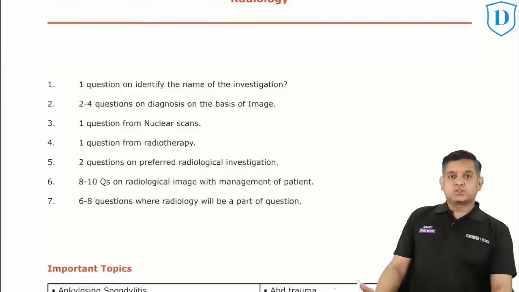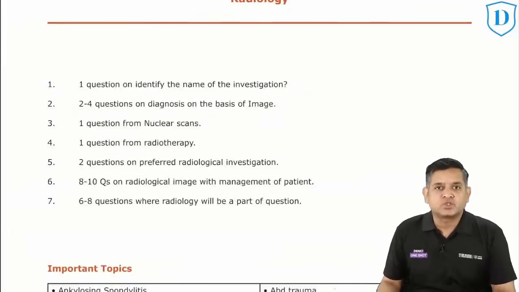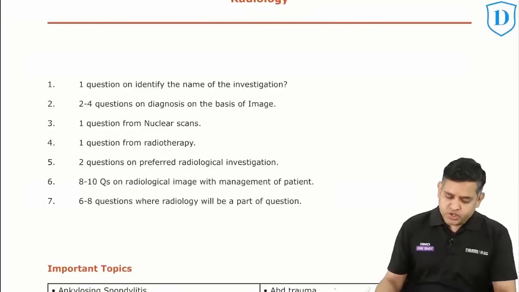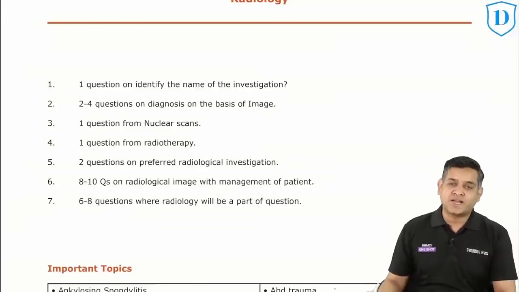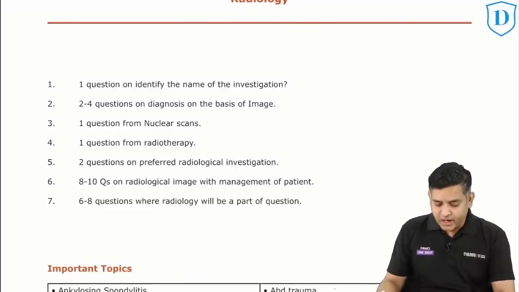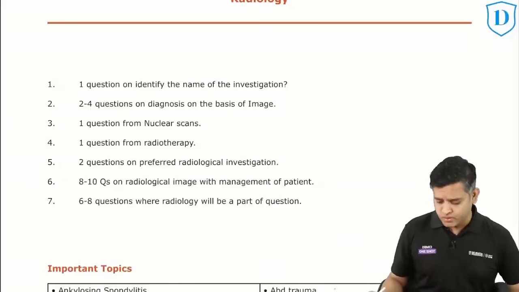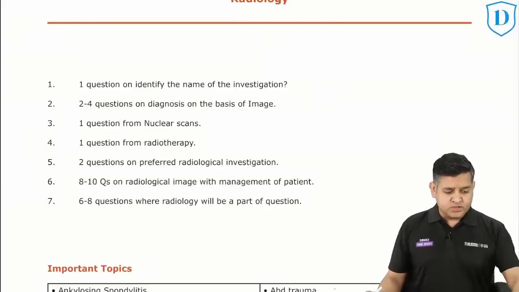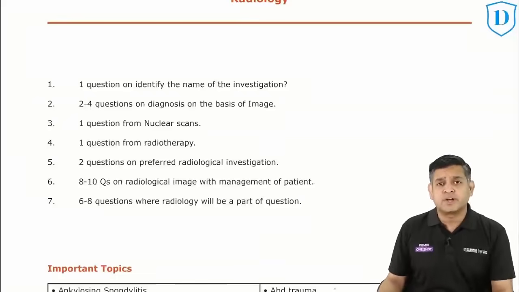All right. So this is the broad division of radiology questions that you see in the exam. One question is going to be on identification of the name of the investigation. By the end of this session, you should be able to identify various images that are there in radiology. 2 to 4 questions will be on diagnosis on the basis of an image, where they will give you an image and you will be able to answer this. One question will be on nuclear scan. One question will be from radiotherapy.